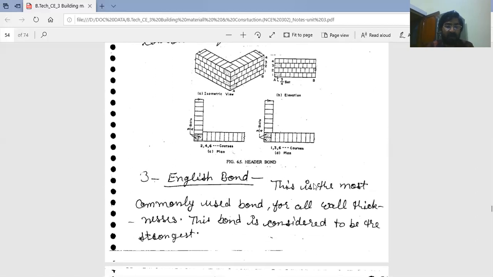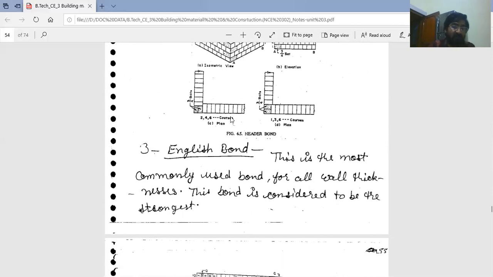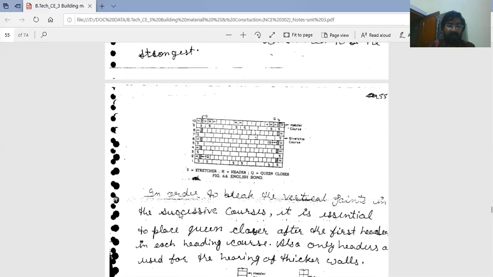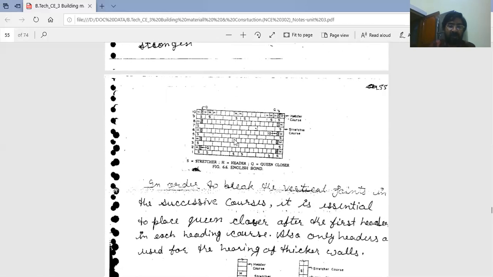And third bond is English bond. It is a very important bond in brickwork for civil engineers. This is the most commonly used bond for all wall thicknesses. This bond is considered to be the strongest. This is the English bond elevation of wall.